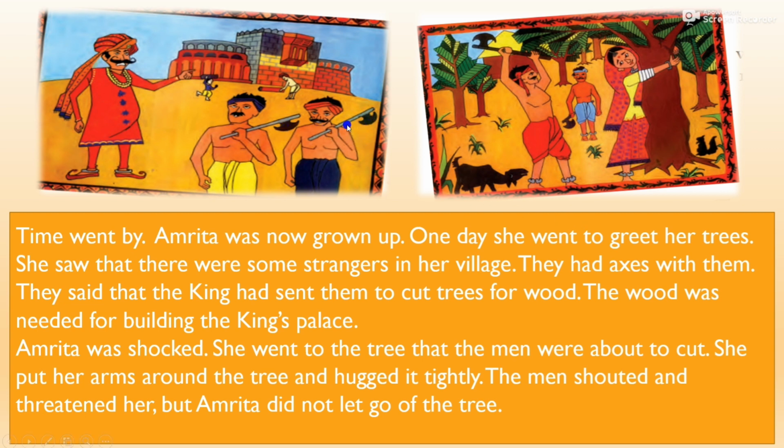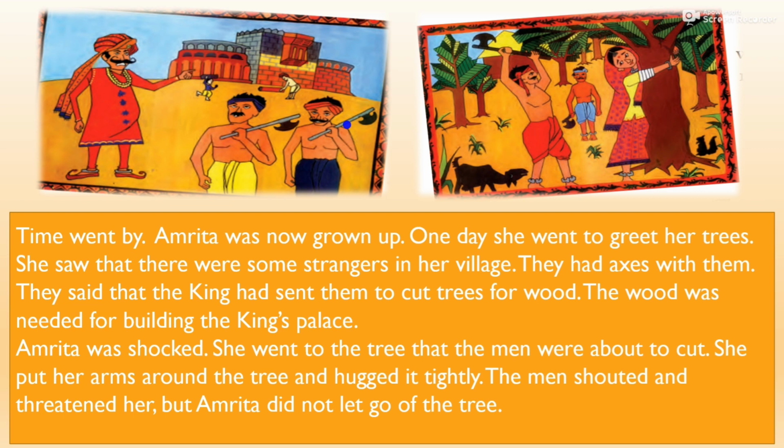They said that the king had sent them to cut trees for wood. The wood was needed for building the king's palace. So the king's palace was being built, and for the king's palace, wood is needed. That's why the king had sent them to cut trees. Amrita was shocked. She was surprised.